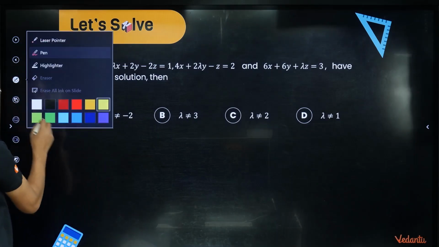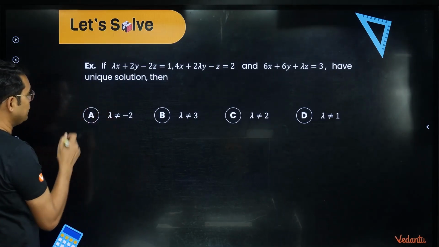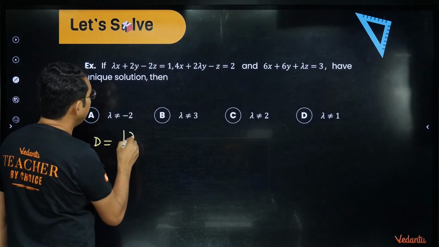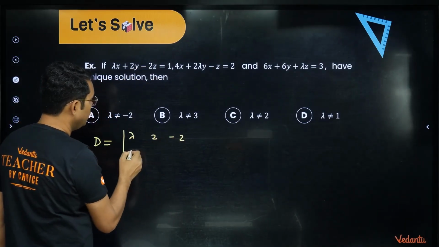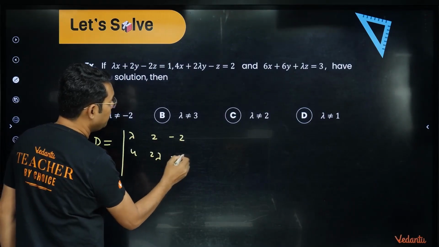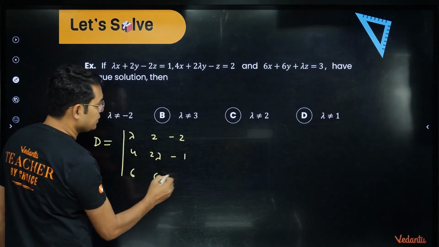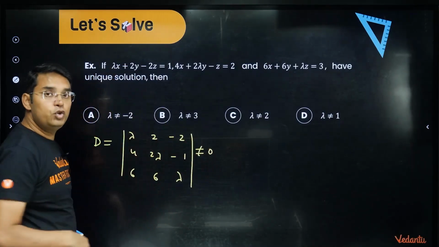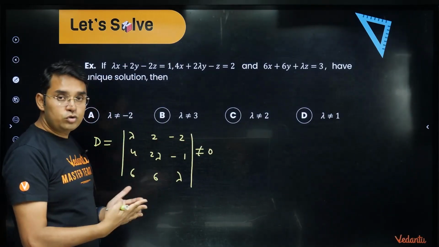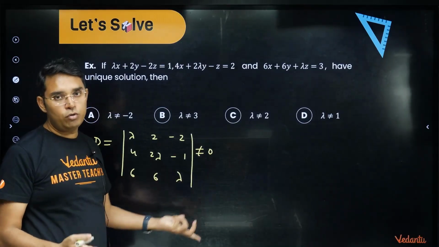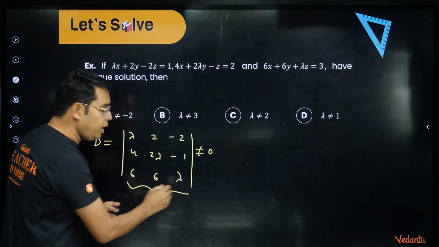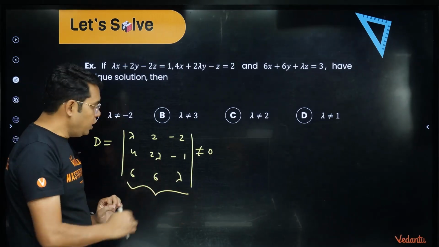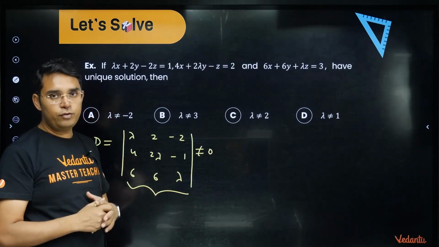So dear students, there is one important relation when a unique solution is there: the determinant formed by the coefficients, lambda 2 minus 2, 4, 2 lambda minus 1 and 6, 6 lambda, should not be equal to 0 if we want a unique solution. If there is no solution or infinite solutions, then this determinant becomes equal to 0. Now dear students, this will be some equation like quadratic or cubic or linear. When you equate this to 0, you will get some finite values of lambda.